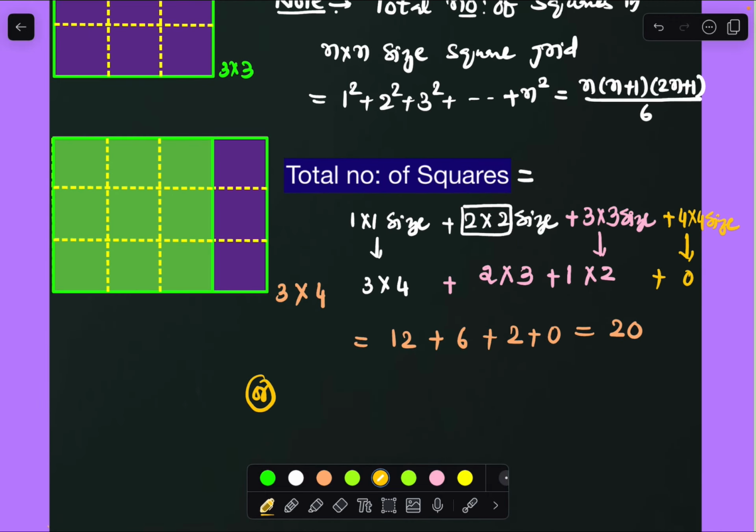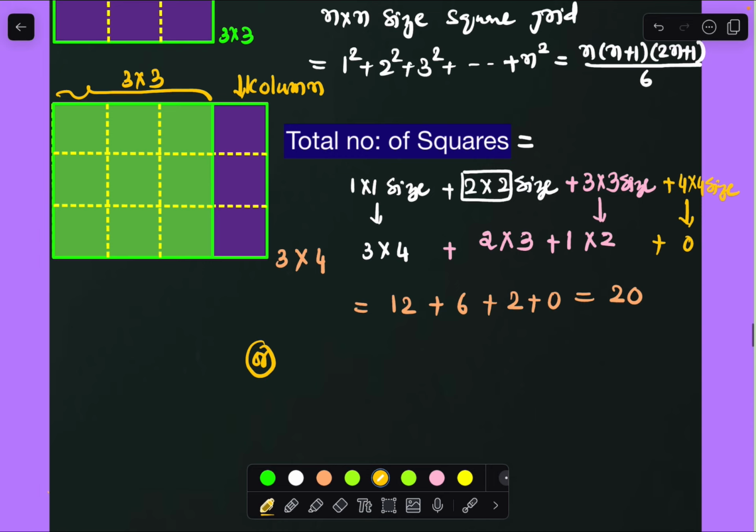So alternately, the same question we can solve differently. This is a 3 by 3 square grid, and one extra column we added here, right? One column we added here. And the total number of squares in the 3 by 3 square grid equals how much? Here we'll get 3 squared plus 2 squared plus 1 squared. This is completed.